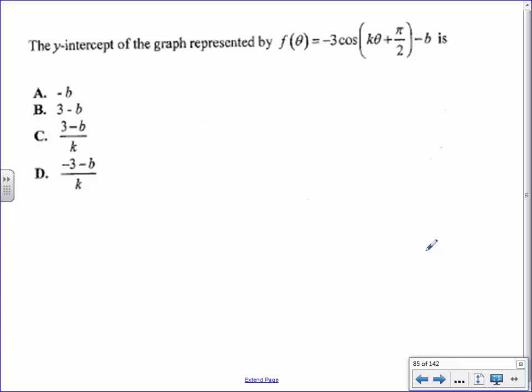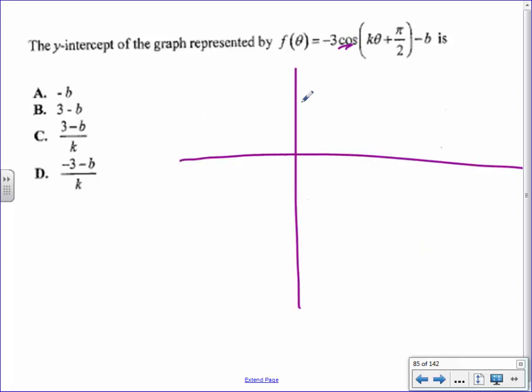One of the things you can do, I think you guys did this a lot in the exponents unit, is make up numbers for k and b. It does work. What I'm really hoping for here, though, is a little bit more logical reasoning as to what does a cosine graph normally look like? Well, a cosine graph normally looks like this. Does that make sense?